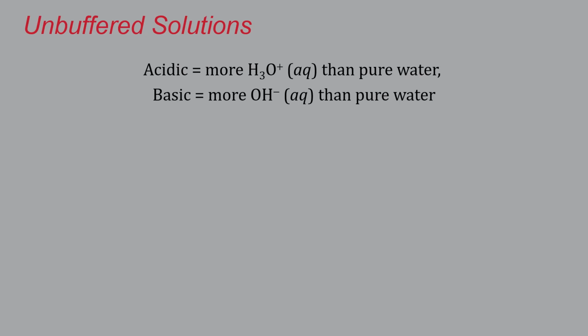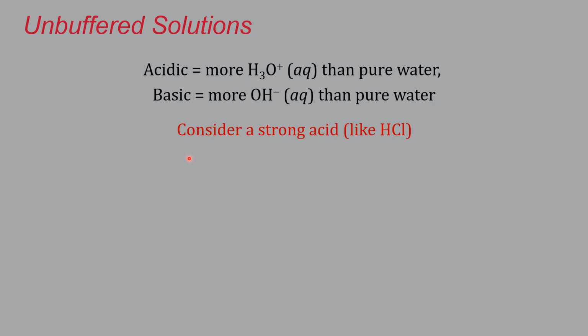But first, let's talk about unbuffered solutions. We're going to define an acidic solution as one where there is more H3O+ than there would be in pure water. And we're going to define a basic solution as one where there is more hydroxide than you would find in pure water. And as an extension of this, if it's an acidic solution, there's more hydronium than hydroxide. And if it's a basic solution, you will have more hydroxide than you do hydronium. Okay.